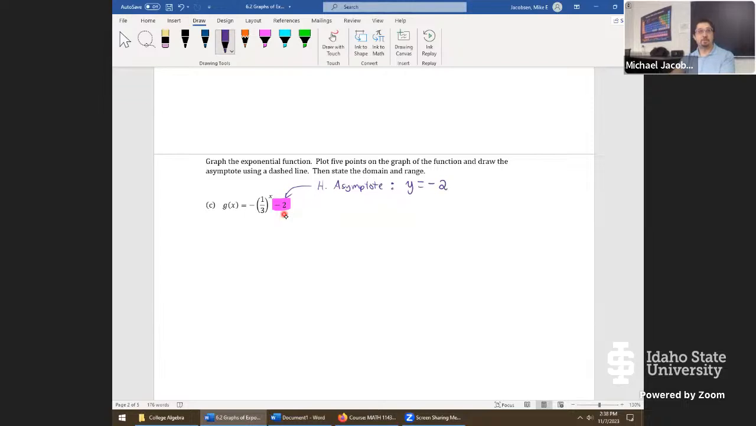So that's a nice upper hand. You can just look at the function and determine immediately if there's something being added or subtracted. You have that as your equation of the horizontal asymptote. We might as well just start by plotting that.